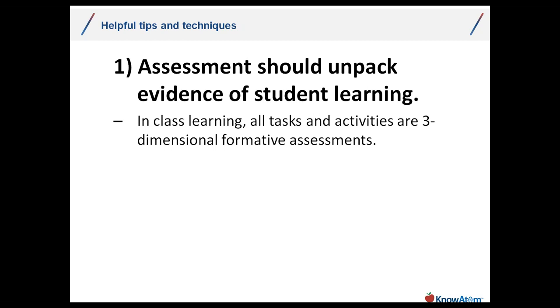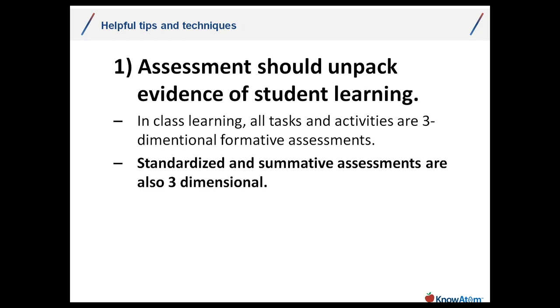So here's the helpful tips and techniques. I'm going to walk you through what a next generation assessment looks like. I have screenshots from one here. So assessment should unpack evidence of student learning, and I'm going to show you how that happens.